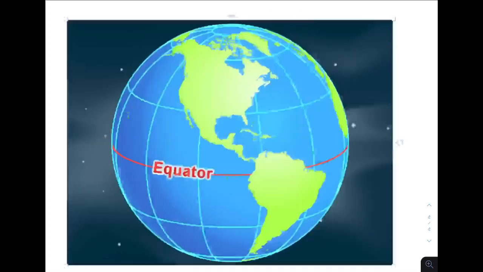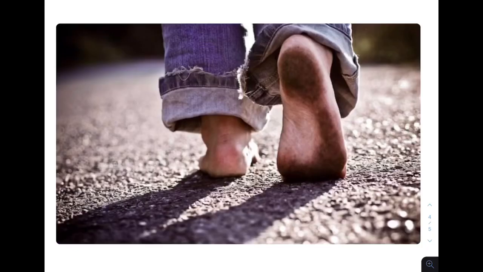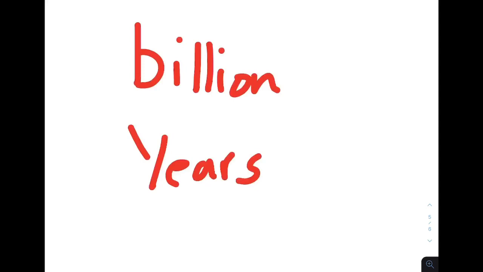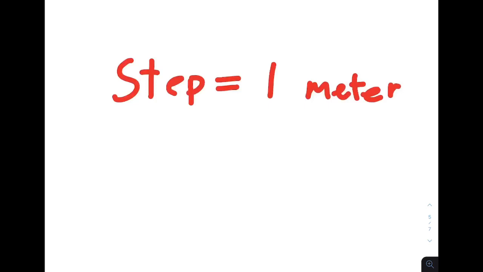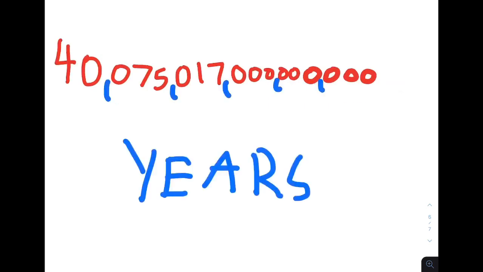Okay, so let's start. We're going to take the equator, and you're going to pick any spot on it. And you're going to take a step every billion years, right? The circumference of the Earth is about 40 million meters. So if we take a step at 1 meter per step, it's going to take that many years. That's a lot of years already. Okay, done? We are not done.